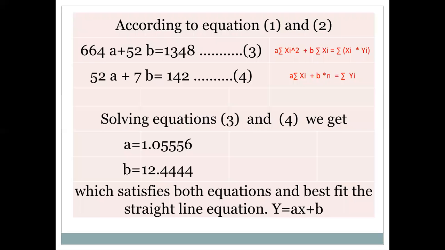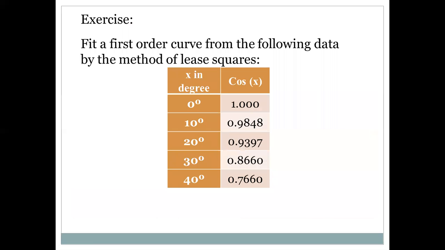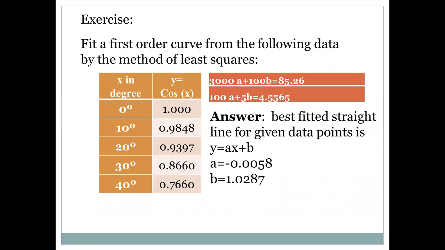As per the requirement of least square approximation, it is necessary to calculate sum of x, sum of y, sum of xi square, and sum of xi yi. So you solve this problem, calculate these values, and you will get these two equations: 3000A plus 100B equal to 85.26 and 100A plus 5B equal to 4.5565. So after solving these two equations, you will get A value as minus 0.0058 and B equal to 1.0287.